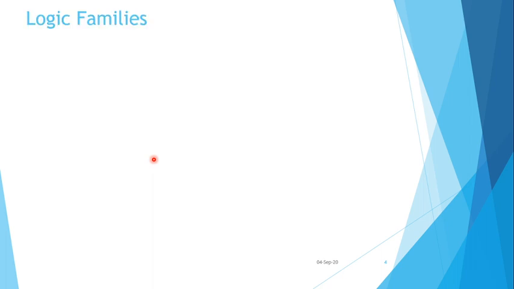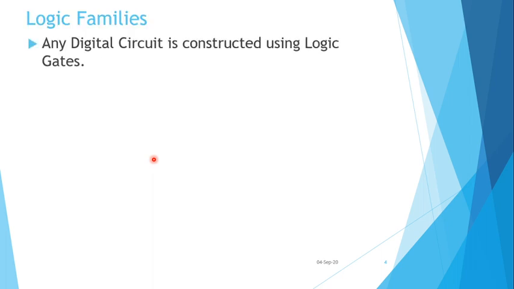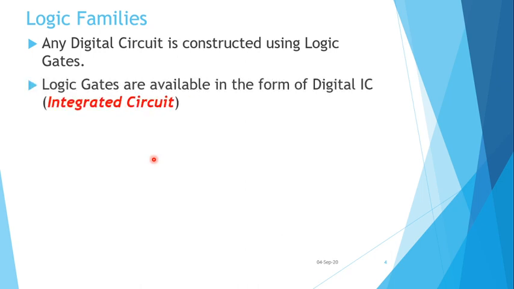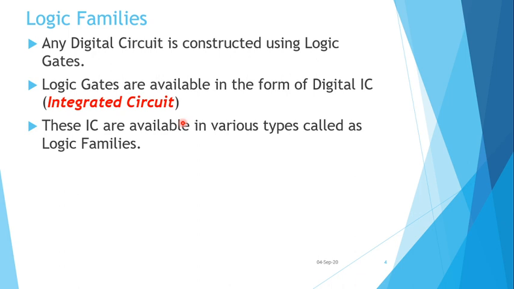So, logic families. Any digital circuit is constructed using logic gates. This we have already studied and discussed. Logic gates are available in the form of digital ICs. As I have shown you, that digital IC is an integrated circuit. It is a circuit and integrated. These integrated circuits are now available in various types called logic families. So this is what I was talking about.